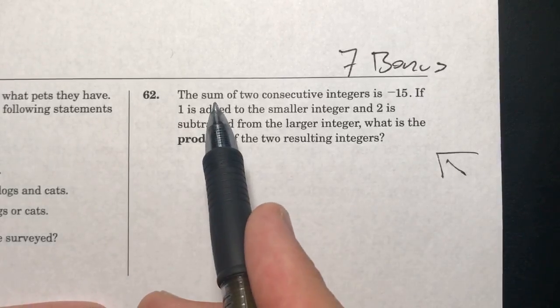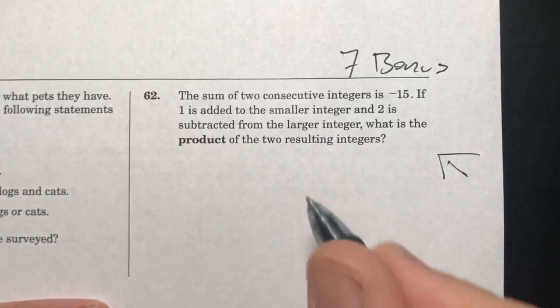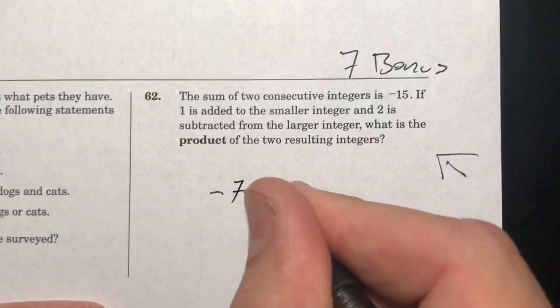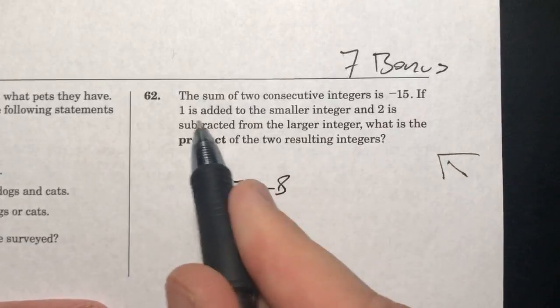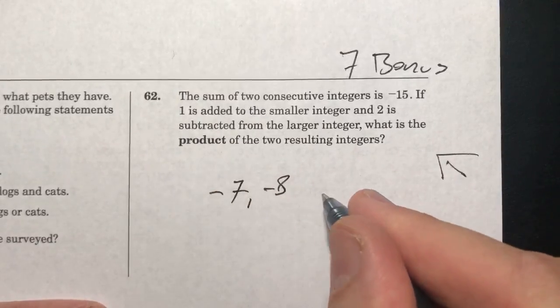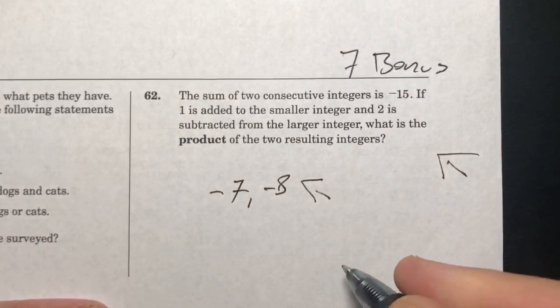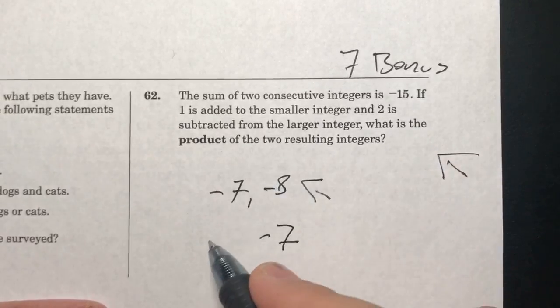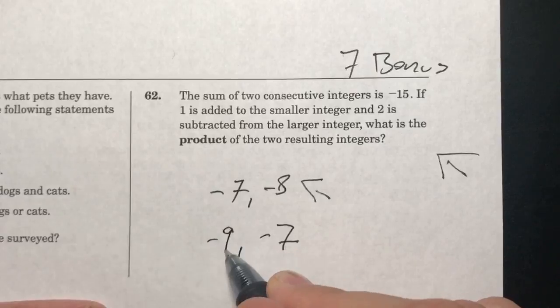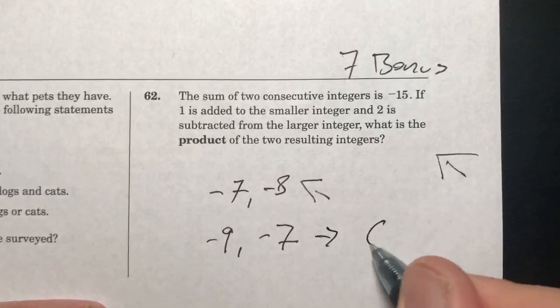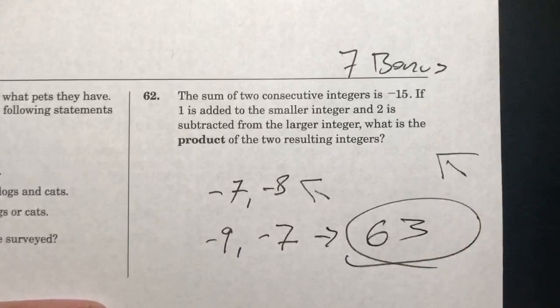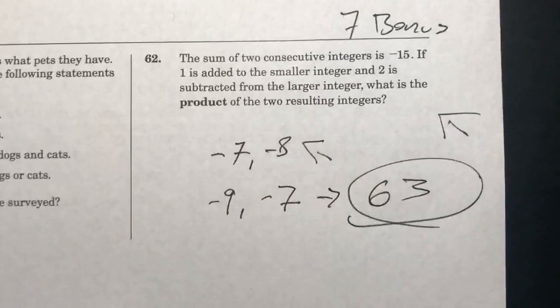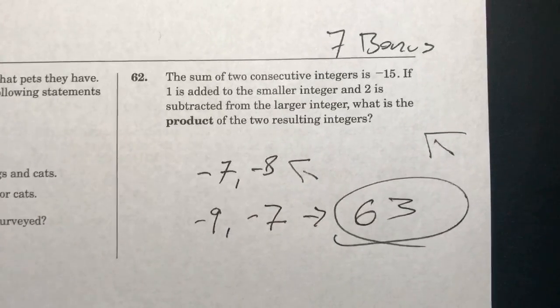All right, so when it says the sum of two consecutive integers, those can only be -7 and -8. If one is added to the smaller, keep in mind -8 is the smaller, this will turn into a -7. And 2 is subtracted from the larger, which turns it into a -9. What is the product? Stream's lagging. 63. Well, awesome. So who said that first? That was Chati.